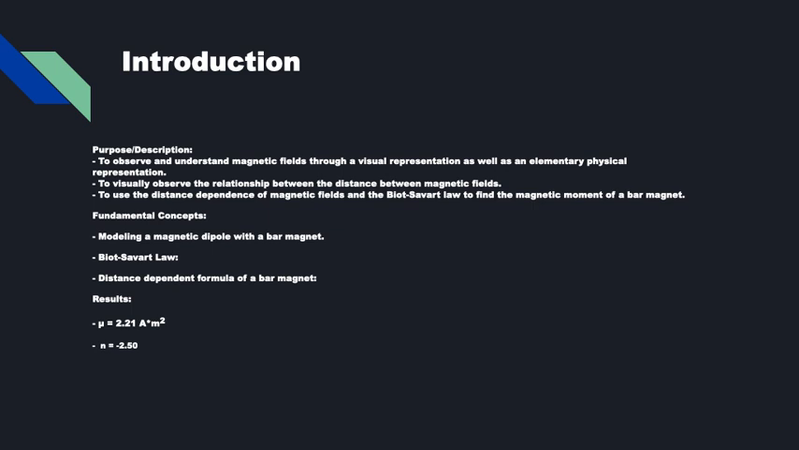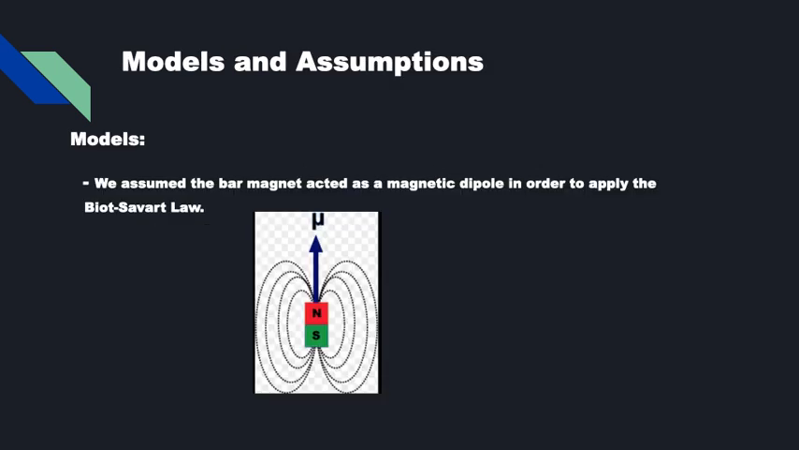Some of the fundamental concepts were modeling a magnetic dipole with a bar magnet, the Biot-Savart law, and the distance-dependent formula of a bar magnet. Some of the results I found were that mu was equal to 2.21 amps per meter squared, and my n value was negative 2.5. For the models and assumptions, we assumed the bar magnet acted as a magnetic dipole in order to apply the Biot-Savart law. This is a little visual representation of that.